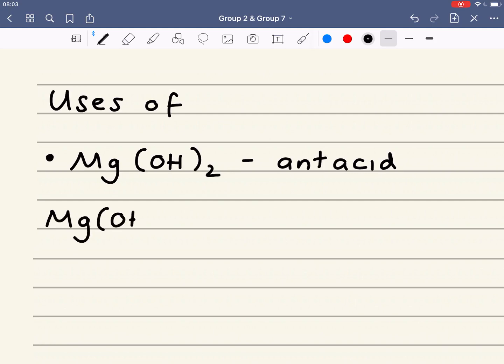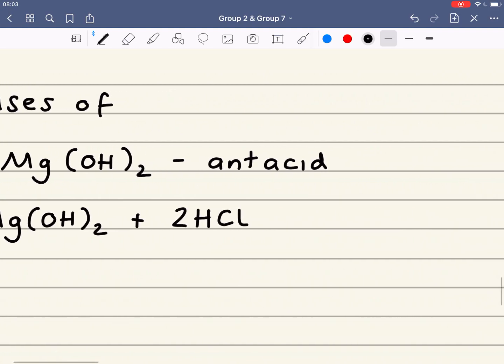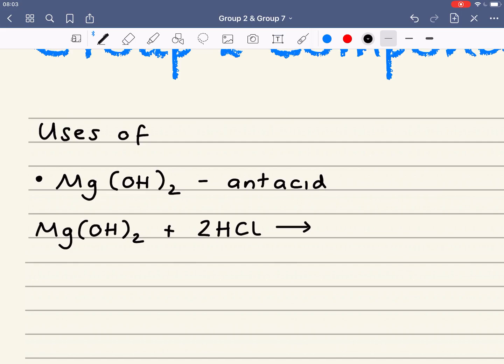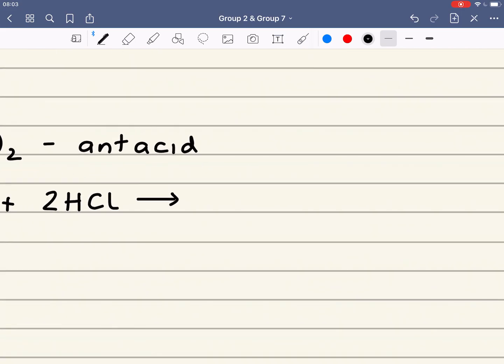Again, we'll just have a quick look at the equation. So that will react with any excess stomach acid, so HCl, as the acid in the stomach. And hoping you can finish that equation off, you would get magnesium chloride and 2 moles of water.